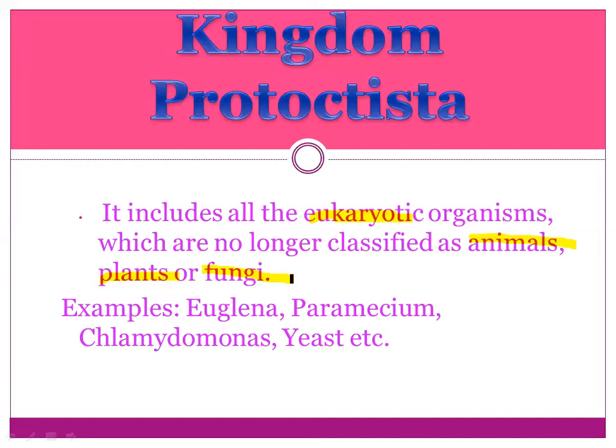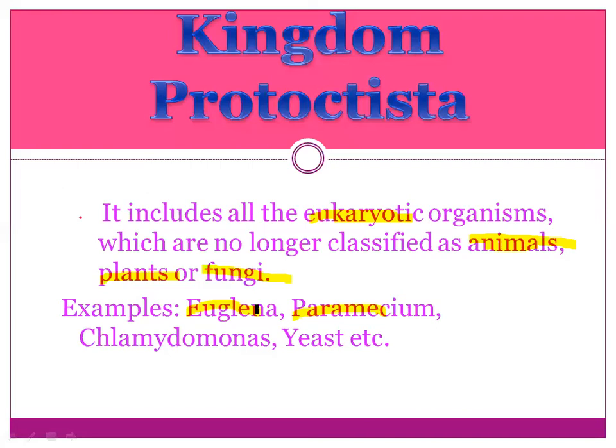Some types of living organisms do not act like plants, they do not act like animals, nor fungi. Or some living organisms have the characters of both animals and plants. So it is very confusing in which kingdom you will place that particular species. So what Margulis and Shivers did, they placed all the living organisms which are no longer classified as animals, plants, or fungi. Examples are Euglena, Paramecium, Chlamydomonas, and yeast.